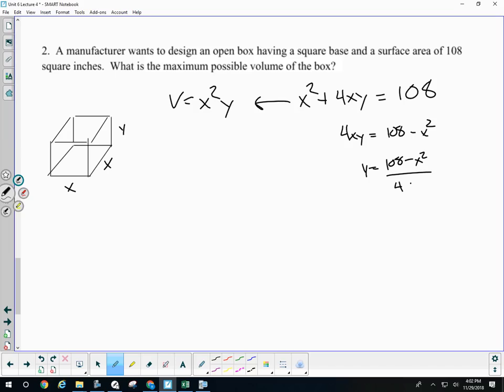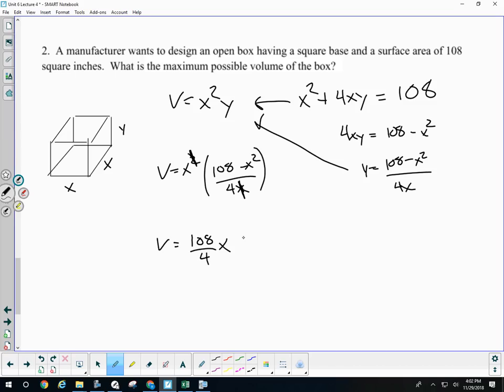Watch what happens here. This is great. Okay. We get v equals x squared times 108 minus x squared over 4x. Multiply in this x squared. Boom. 1 cancels. And I get 108 over 4x minus x cubed over 4.